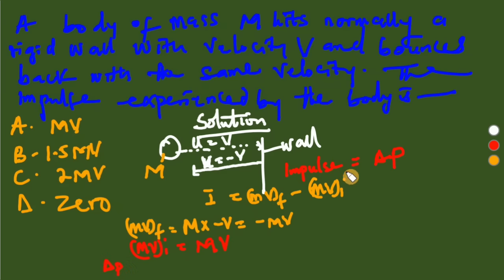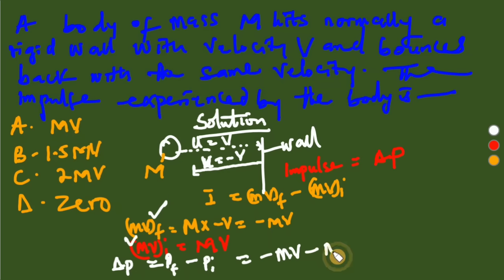To find the change in momentum, of course we see that impulse is change in momentum. So this becomes final momentum minus initial momentum. The final momentum is minus mv and the initial is mv, so we have minus mv minus mv, and this gives us minus 2mv.